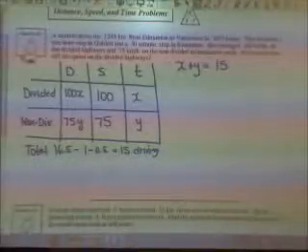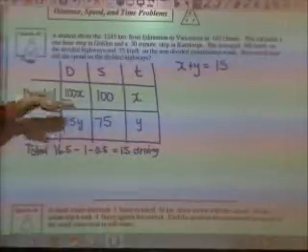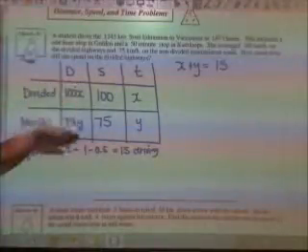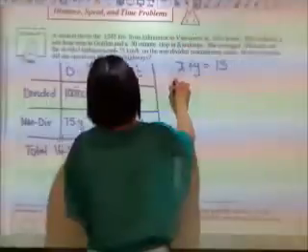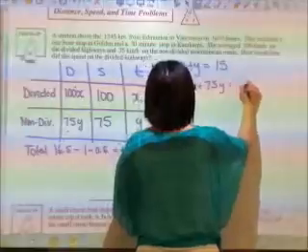And what else do I know? She had to go 1245. Yeah, I know the total distance, and the total distance would be the sum of the two individual distances. So 100x plus 75y equals 1245.